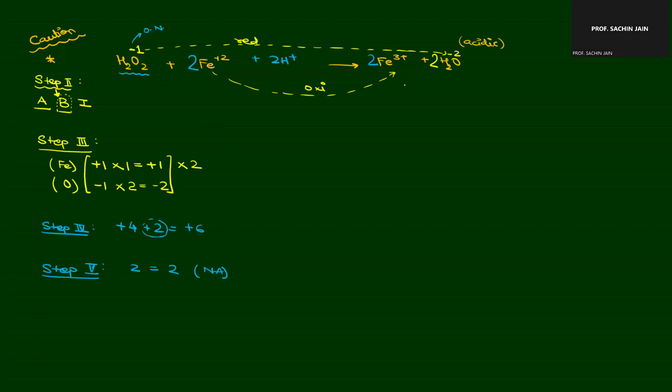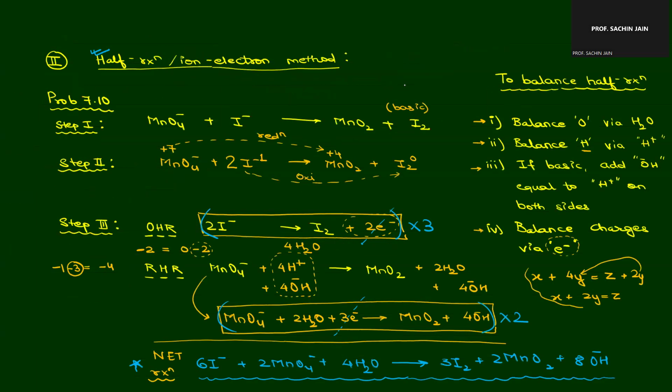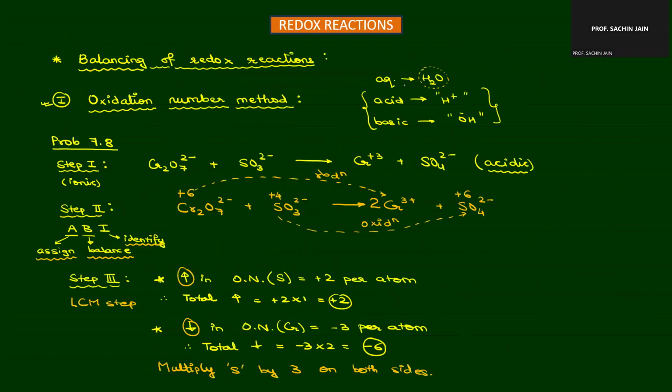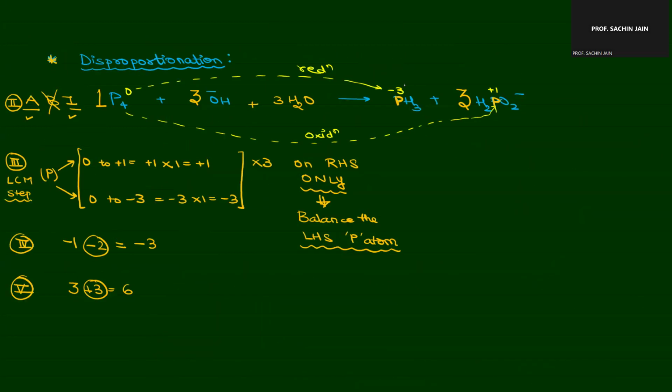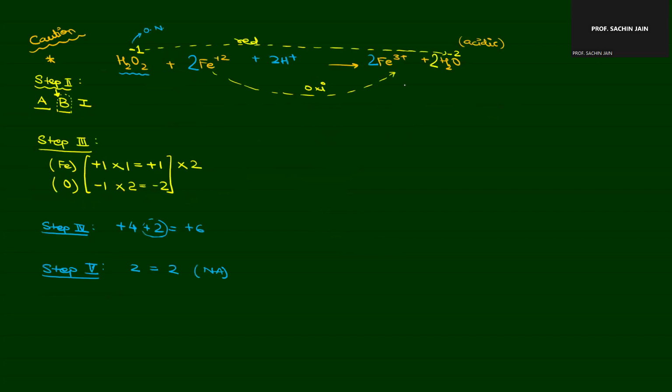So this is about the balancing part having 3 variations. First, I would call it the general variation. Second is the disproportionation wala, solve with caution. And third is the peroxide wala example, solve it with caution. Rest, if you just follow the steps, whether by oxidation number method or the ion electron method, you will get your answer correct. Thank you.